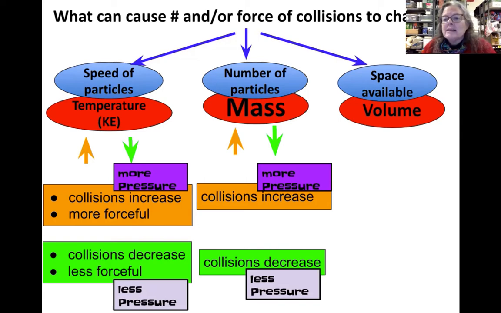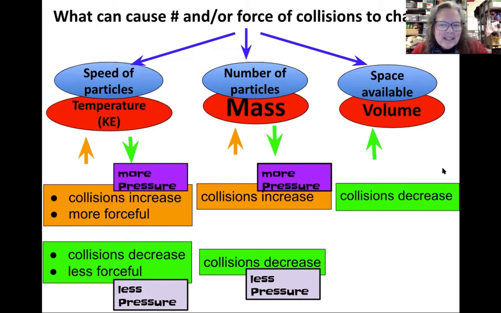So let's predict the ones that you're going to do next. The space available is volume, right? So if I increase the volume, what's that going to do to the collisions? Think about this. So if I increase the volume, I'm actually going to decrease the collisions. So this is different than mass and temperature. If I increase the volume, that means there's more space for the gas particles to bounce around, which means they're not going to collide as often as they did before.